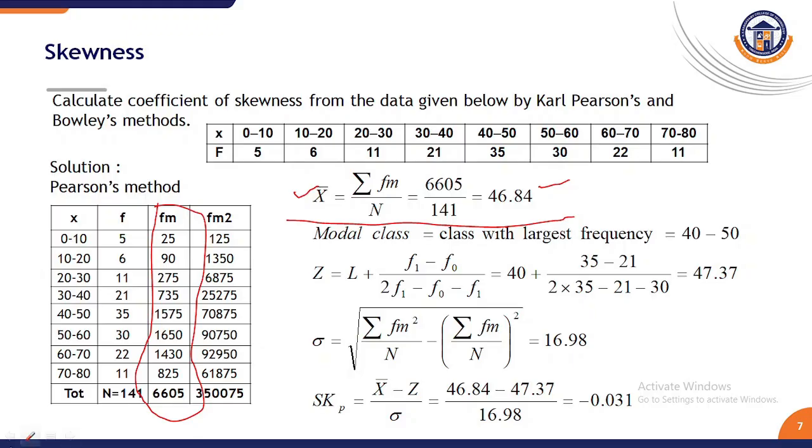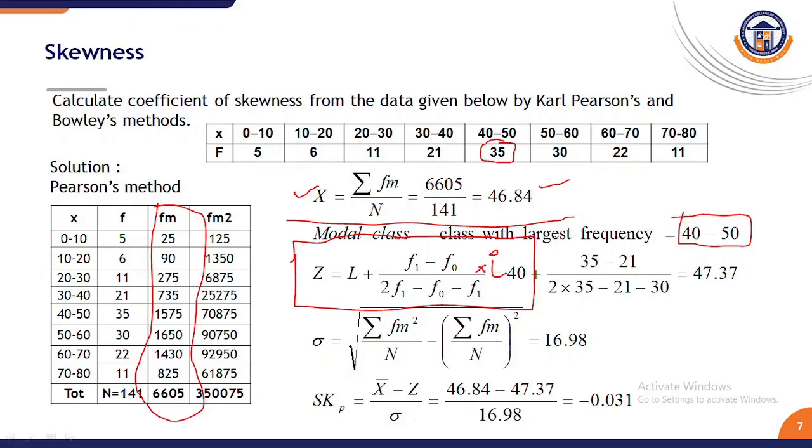That means class with highest frequency. Here the highest frequency is 35. So its mode value lies between 40 and 50. So using this interval, we can find the mode value. So mode formula for continuous case is Z equal to L plus f1 minus f0 divided by 2 times of f1 minus f0 minus f2, into i. i means class interval.